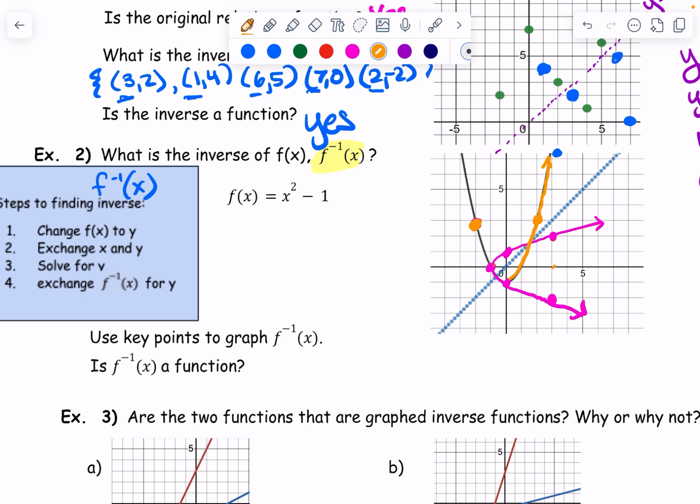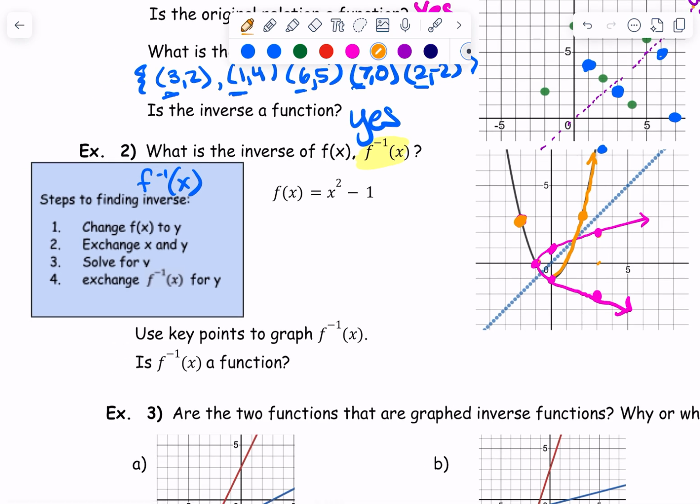So how do we do it if we don't want to graph it and we just want to find the inverse of the function? Well, the first thing we're going to do is change it out of function notation, and we're going to change the f of x to a y. That's going to be our first step. Our second step is going to be to exchange the x's and the y's. And then we're going to solve for y, which means get y alone.